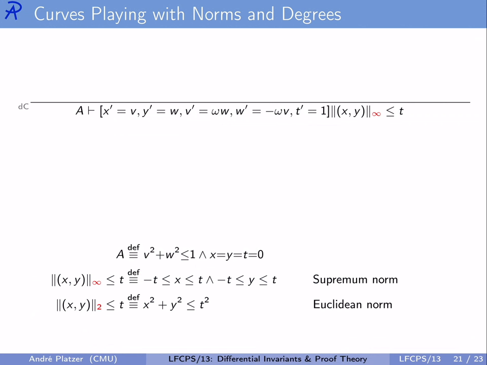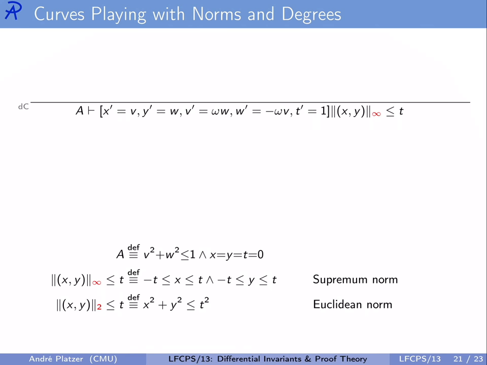that are in real arithmetic equivalent but have a different differential structure, and use that for a benefit. For example, let's prove that a supremum norm is less or equal t when we're following a differential equation. Well, this is a supremum norm. That's to get maximum distance, and that means that both x and y are within the bound t and minus t. So the supremum norm is at most t if and only if the maximum is at most t, which is just this conjunction.